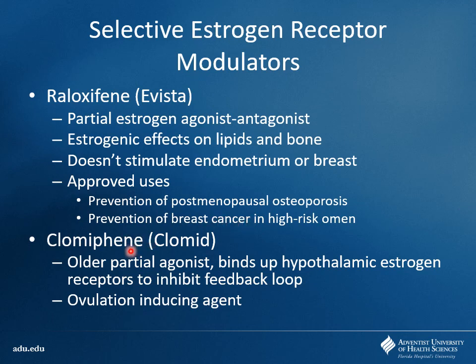Some other ones, like clomiphene. This one's actually an older partial agonist, and it helps disrupt that negative feedback loop to some degree. We use Clomid as an ovulation stimulating agent. So if you had someone who's having difficulty getting pregnant for a while, you can utilize Clomid to kind of jumpstart their ovulatory cycle again and try to get them to a point where they can get pregnant. So you'll see that used with some regularity in reproductive endocrinology clinics and whatnot.